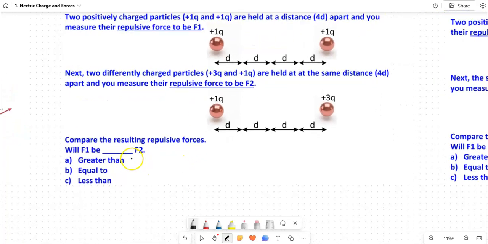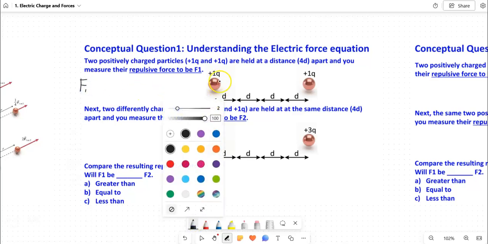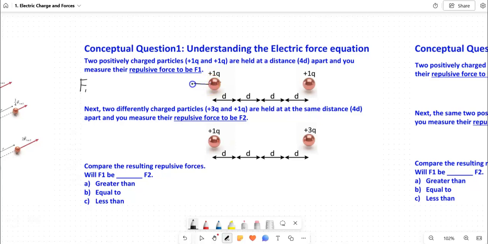All right. So let's write a basic equation right up here. So let's call this F1, and we're going to just do a mini force diagram on this guy. So this positive 1q is going to be getting pushed to the right, and that is our F1 force. It's also going to be pushing this other force in the opposite direction. Okay, but right now we're just doing a force diagram on our positive 1q here. So that's going to be pushed to the left, but that's okay, we don't care about it.